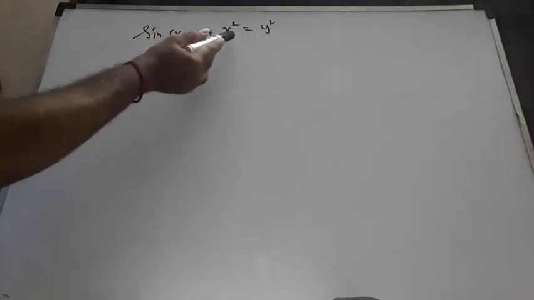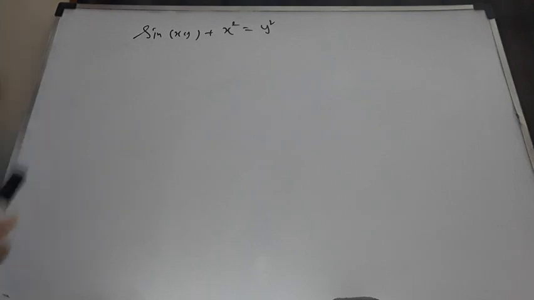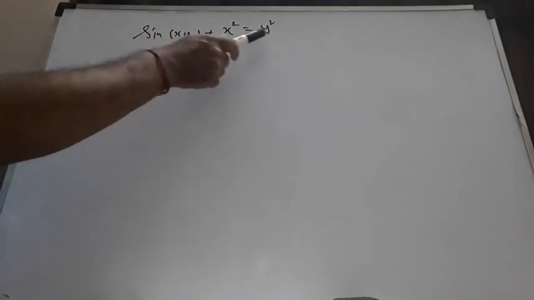Here I won't be able to bring x as a function of y or y as a function of x directly. Such functions are called implicit functions. Example is sine xy plus x square is equal to y square.